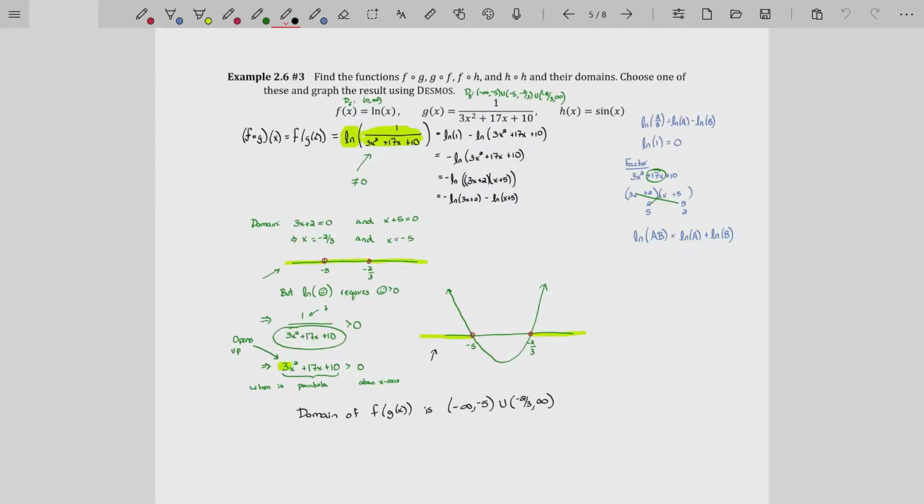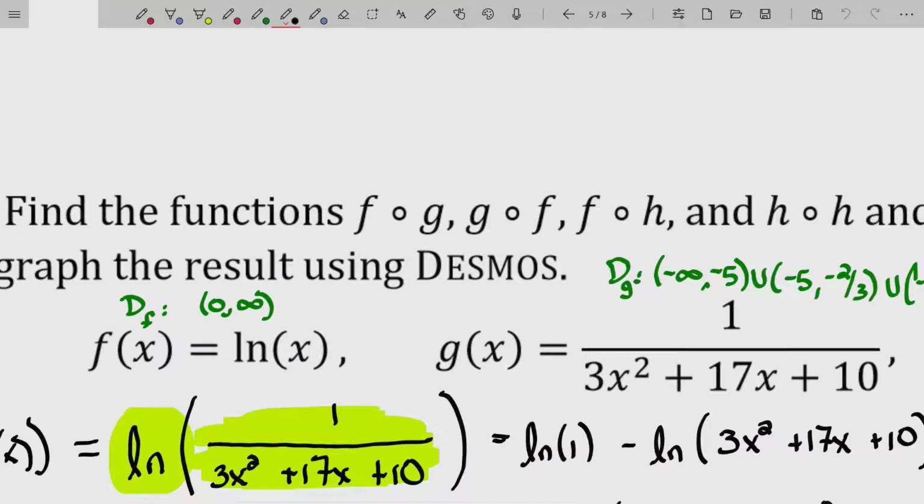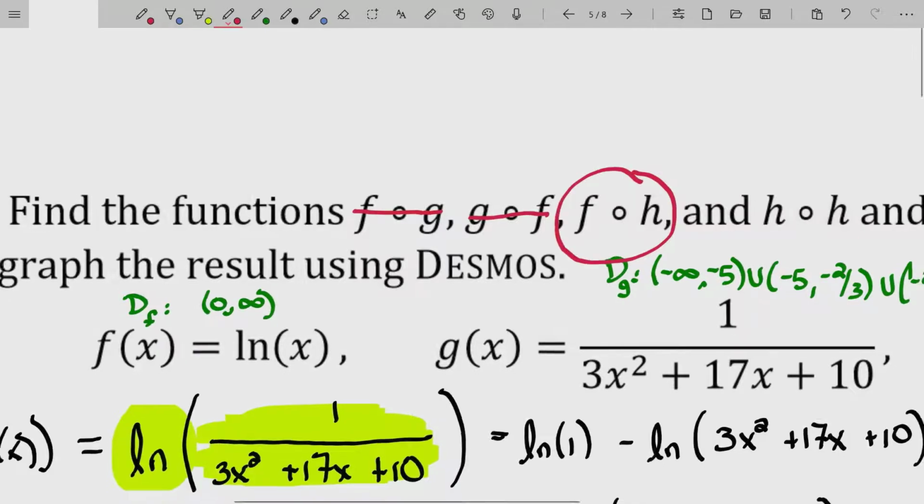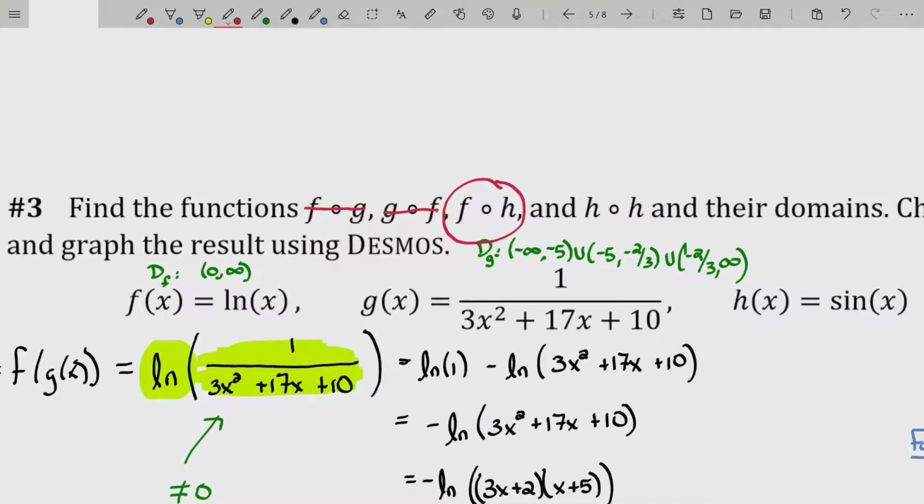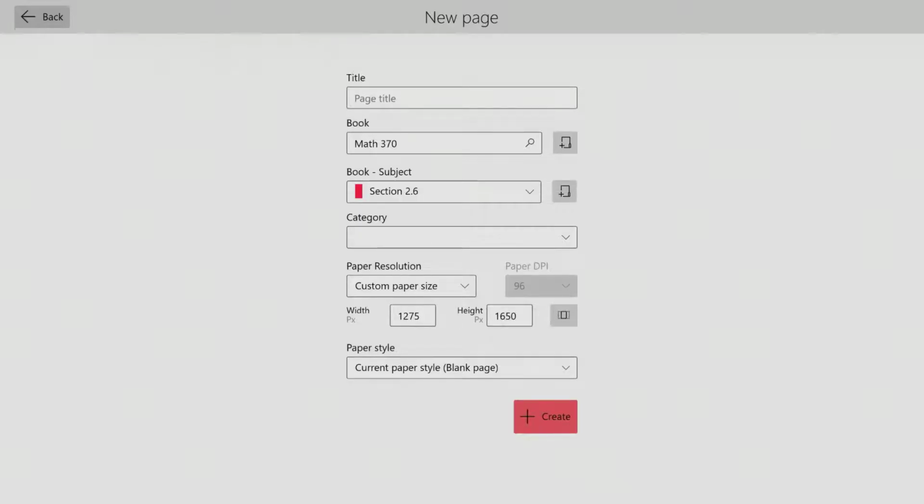Now the next one, we've already done f composed with g, I'll cross that out, and g composed with f. The next one is a kind of a doozy. It's f composed with h, f being the natural log, h being the sine. So let's go ahead and open up a new sheet of paper for that. I'll write that here. F of x is the natural log of x, and h of x is the sine of x.